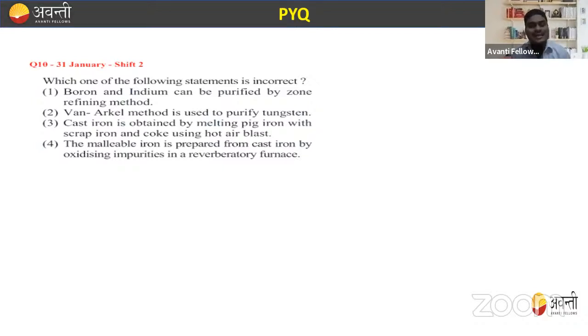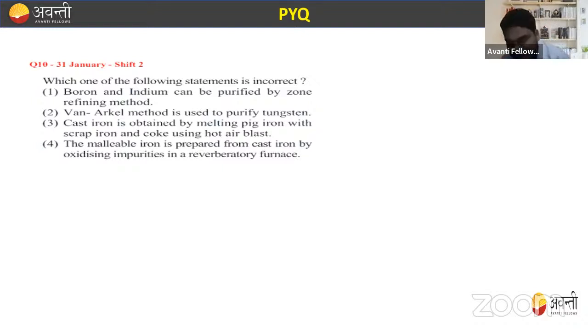The third one is that cast iron is obtained by melting pig iron with scrap iron and coke using a hot air blast, right? And the next one is that malleable iron is prepared from cast iron by oxidizing impurities in a reverberatory furnace. So out of this, you have to identify which of the following statements is incorrect, right? Whether it is the first, second, third, or fourth. What is the first statement, beta? That is, boron and indium can be purified by the zone refining method.